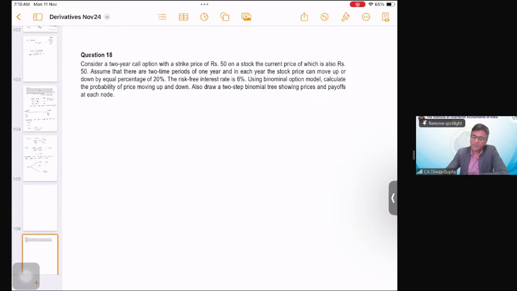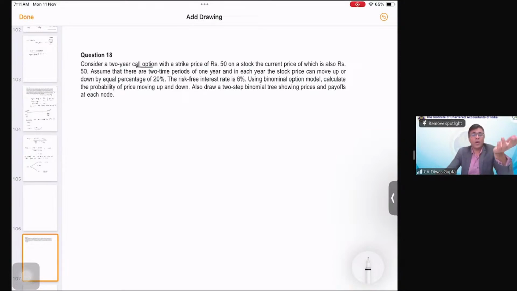Consider a 2-year call option with a strike price of rupees 50 on a stock the current price of which is also rupees 50. Okay, the strike price is also 50 and the current price is also 50. And the time period of this call option is 2 years. Assume that there are two time periods of 1 year, and in each year the stock price can move up or down by equal percentage of 20%. Okay, so it is saying that it can either go up or down. If it goes up, it will go up by 20%. If it goes down, it will go down by 20%. The risk-free interest rate is 6%.